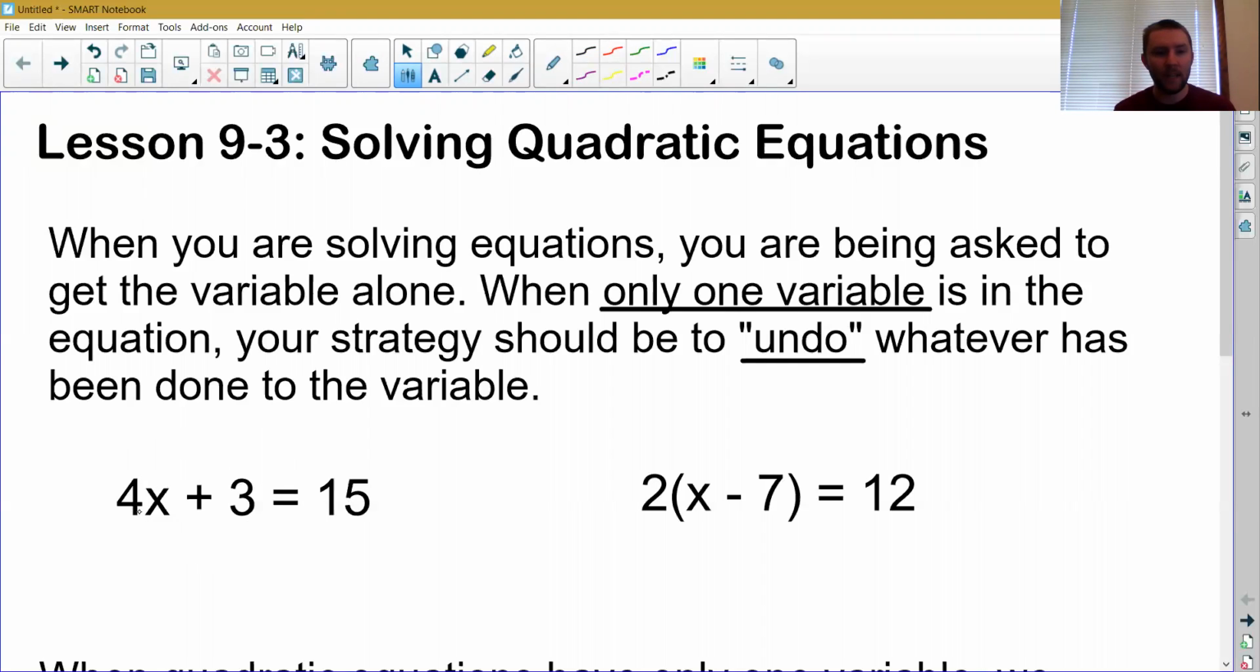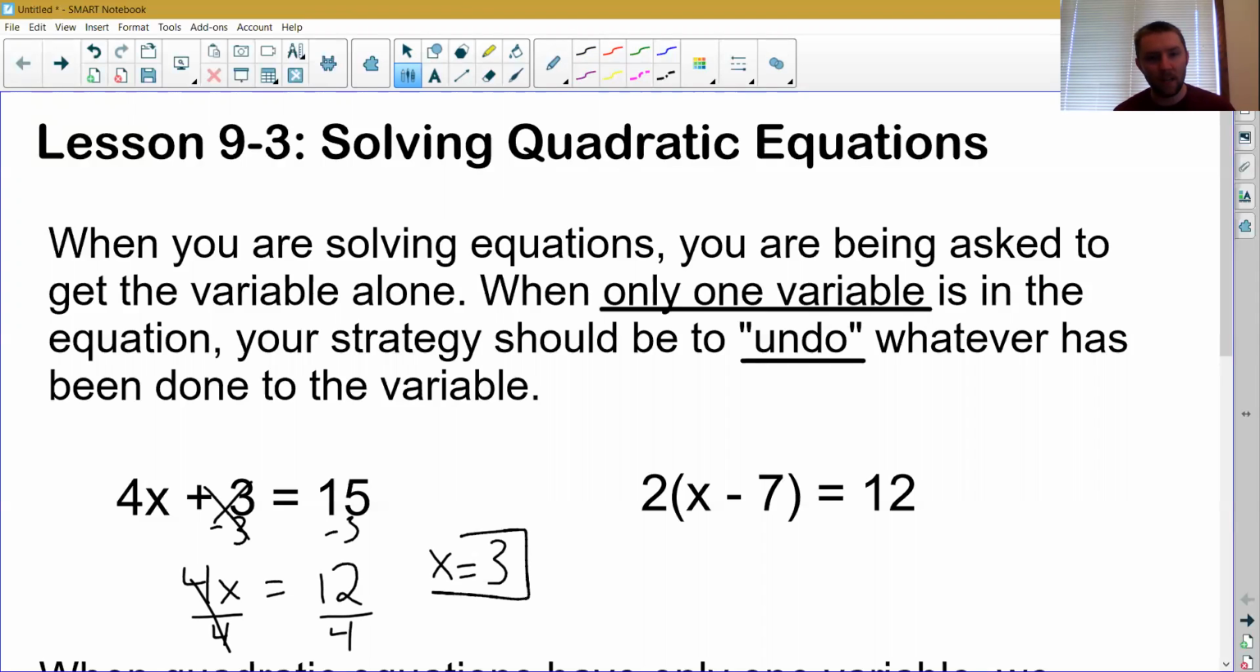So we're trying to get x by itself, so we first have to undo the plus 3 by minusing 3, and then we get 12, and the plus 3 is gone, and the other side says 4x now, and then we divide away the 4, and we get x equals 3, right? So that's our answer, x equals 3 for this equation.